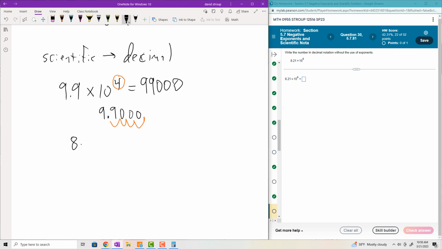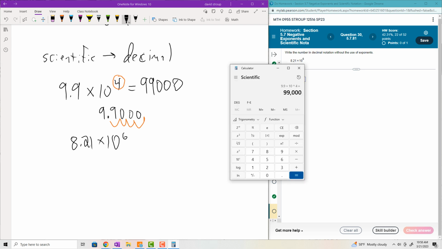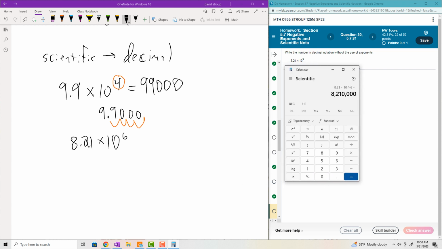Okay, same deal here. We have 8.21 times 10 to the 6. On your calculator, you go 8.21 times 10 raised to the 6th power, and we get that. But to do it by hand, you take the 8.21 and then you just move the decimal 6 places to the right. 1, 2, 3, 4, 5, 6. Put some zeros in the gaps, and you get 8,210,000.